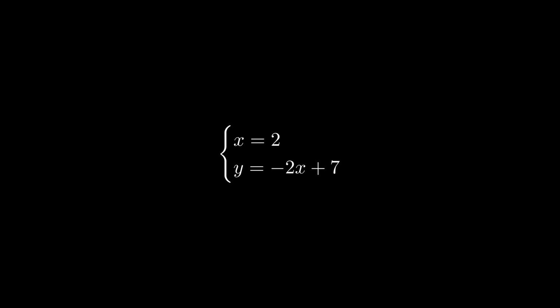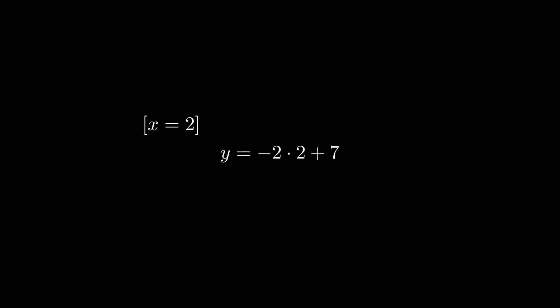Now that we know the value of x, we can substitute it directly into the other equation, the lower one, in place of x, and calculate the value of y. We get y equals 3. The answer is written as x equals 2 and y equals 3. When solving a system of equations, you must always find the values of both variables. It's not enough to solve for just one variable.